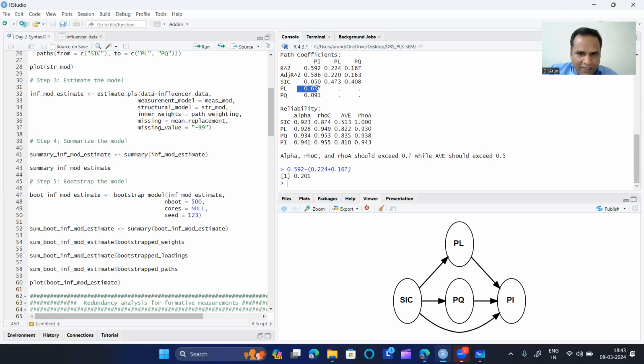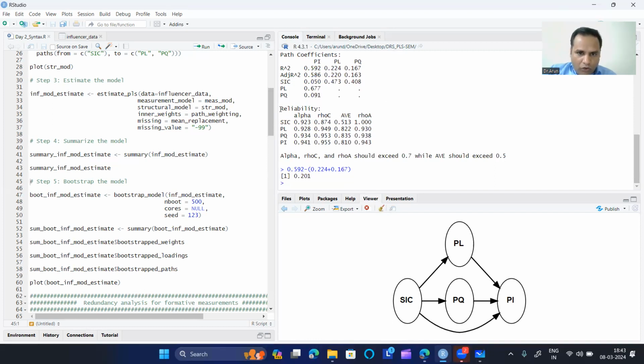Okay. And then this is PL to PI. So PL to PI, this is the beta, a very strong relationship, very strong beta. And PQ to PI, this is PQ to PI. So by looking at the beta itself, you can make sense.